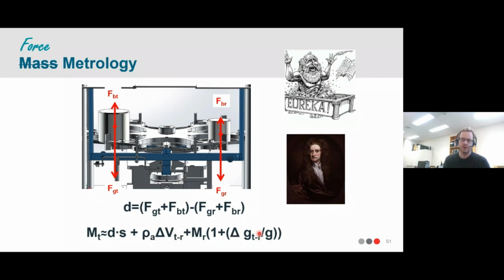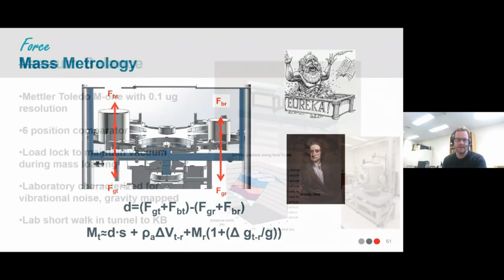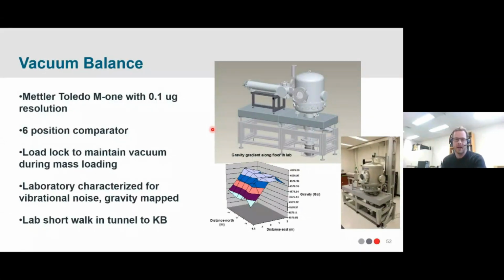And then we also do a correction for the gravitational force because the centers of mass are different and gravity changes depending on the height. So we have to do a bit of a correction based on the size of the standards. And in our balance, we use what's called a Mettler-Toledo M1 balance. It's got 6 positions. It's got a load lock so that we can take masses out of the chamber and to our Kibble balance without breaking vacuum inside here. And that allows us to make sure that our masses are stable when they're in the Kibble balance.